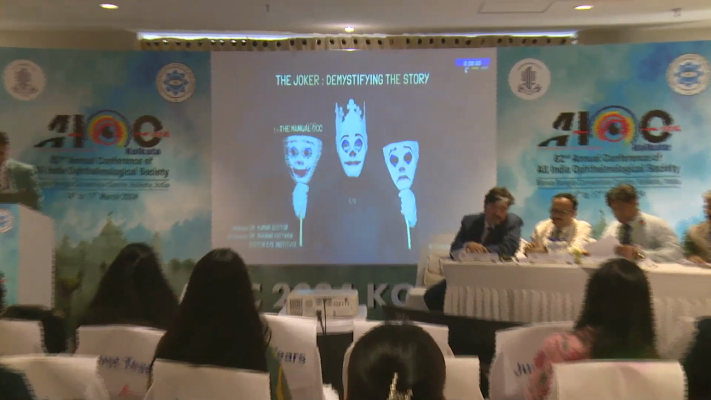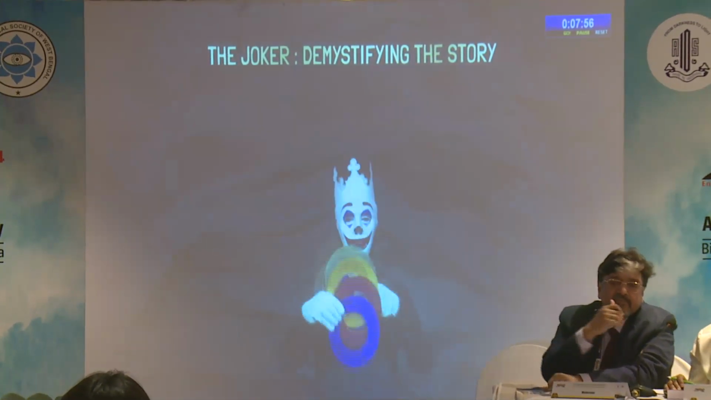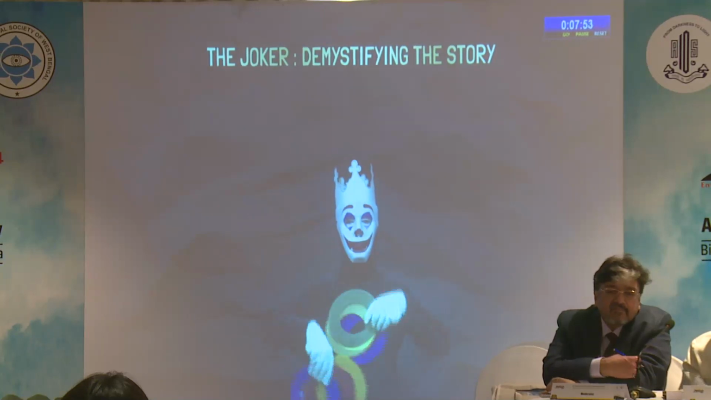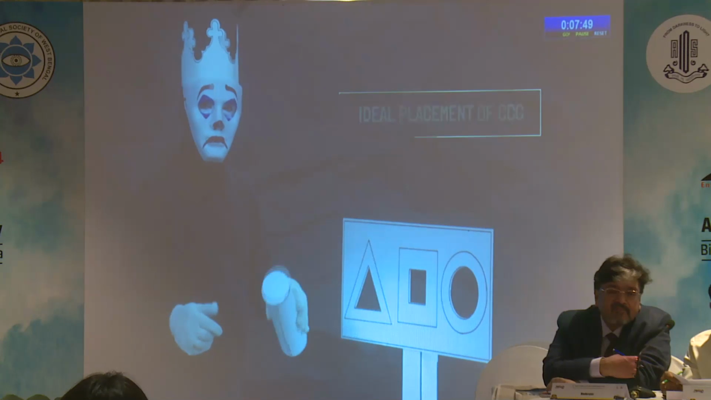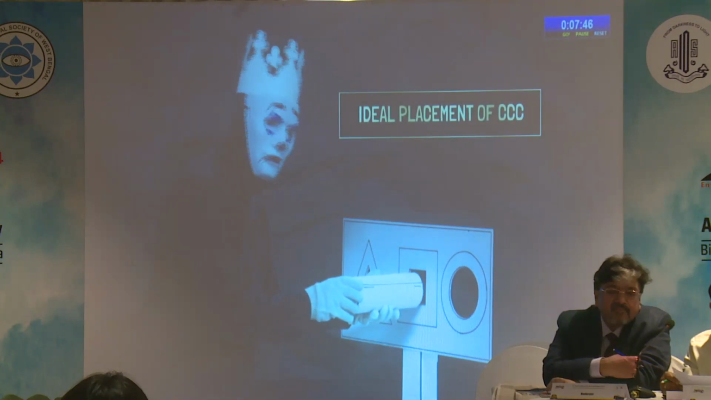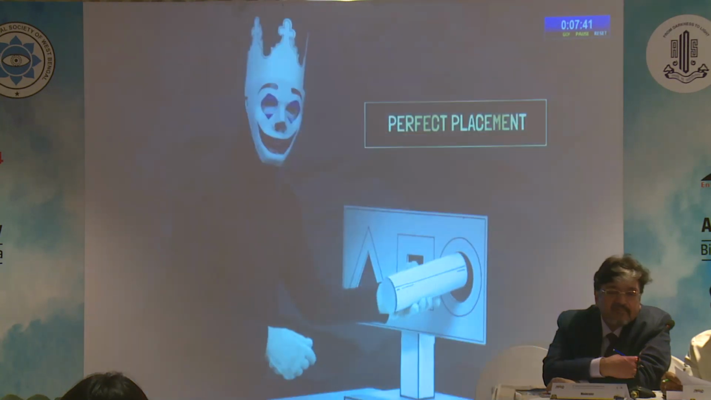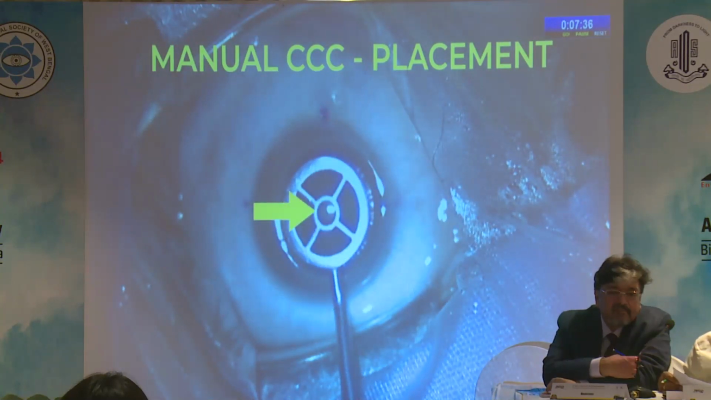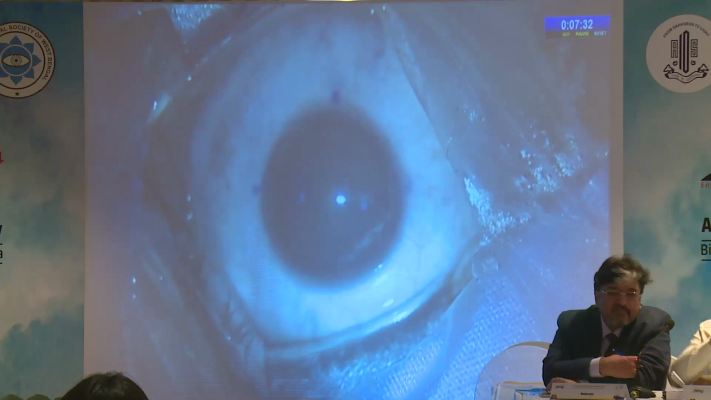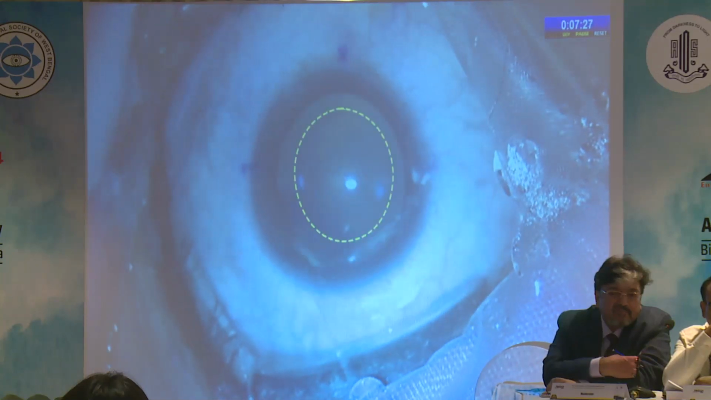Demystifying the story of manual versus femto CCC. This story has 6 interesting parts: placement, size, shape, creation, centration, and strength. For perfect manual CCC, imprint on the corneal epithelium with the rhexis marker on the visual axis for accurate placement, and enhance this imprint with a drop of methylene blue dye for a perfect guideline for a manual CCC.